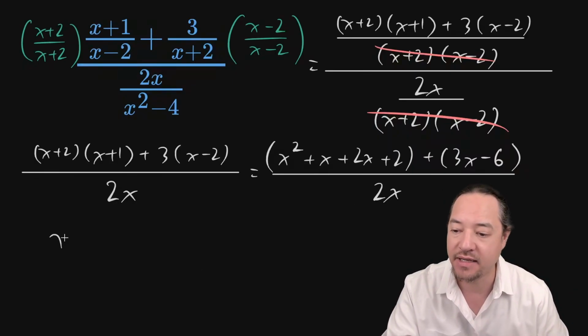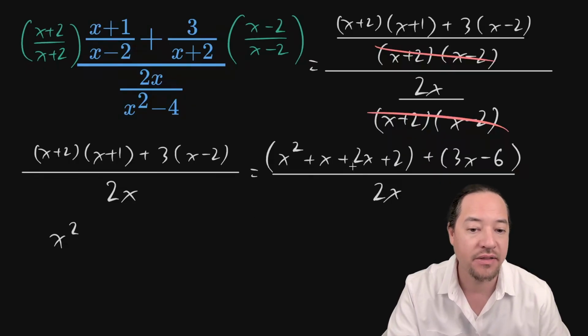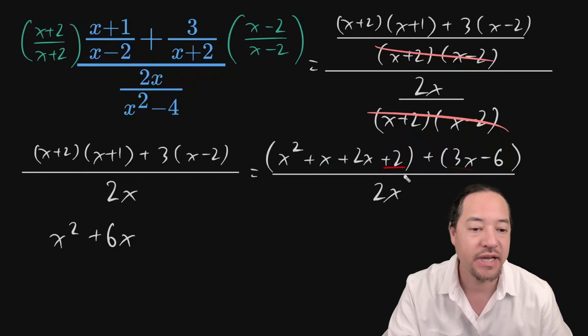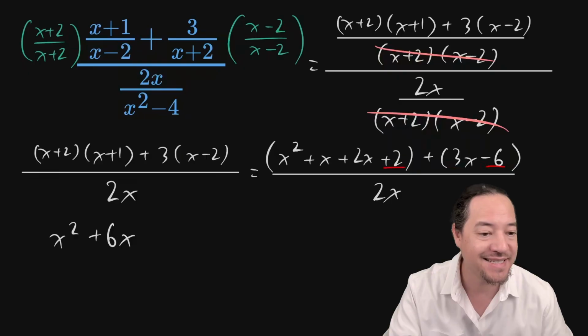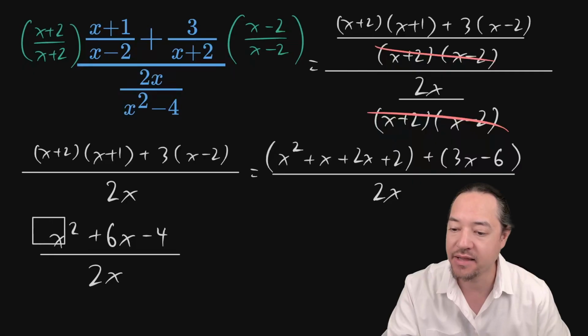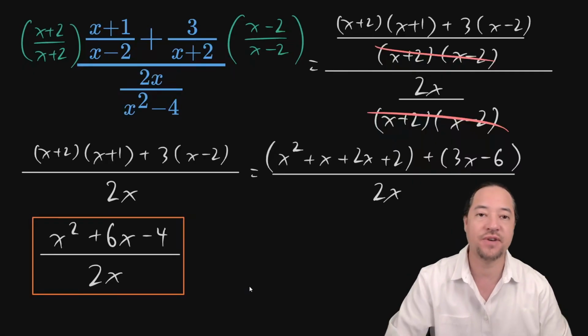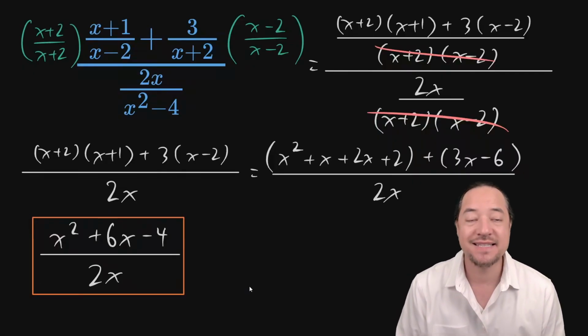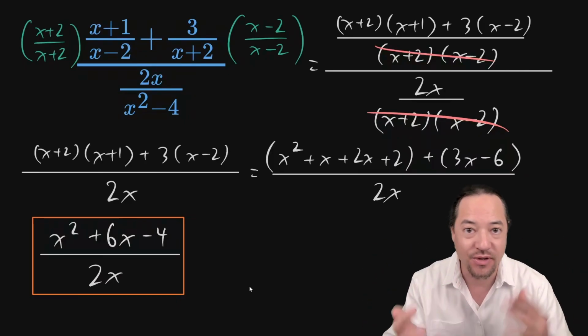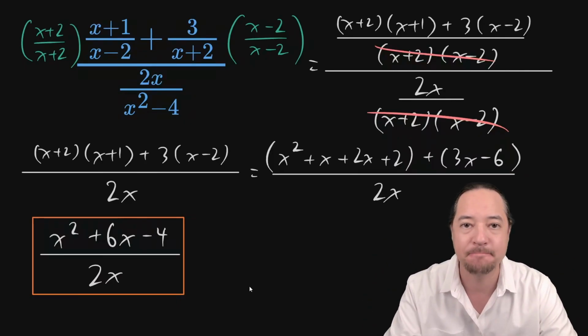As a last step then, let's combine all of the like terms. So we'll have an x squared, and then here we have x plus 2x, that's 3x. 3x plus 3x is 6x, so this will be a plus 6x. And then here we have a 2 minus 6, that will give us a negative 4, all over 2x, and I think that's it. All right, that's as far as we're going to take it. So that's the simplified version of this original compound fraction with all of these rational expressions inside.